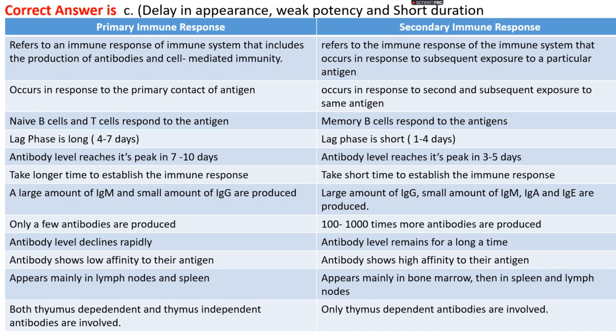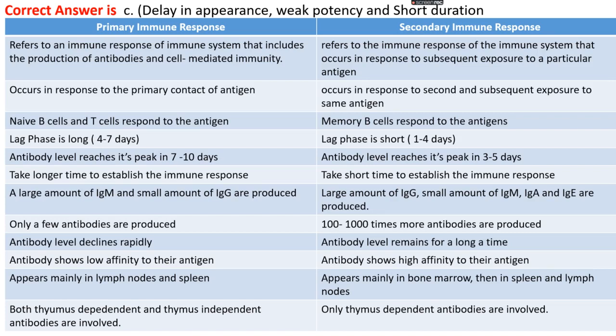The primary immune response refers to an immune response of the immune system that includes the production of antibodies and cell mediated immunity, while secondary immune response refers to that immune response of the immune system that occurs in response to subsequent exposure to a particular antigen. Okay. Naive B cells and T cells respond to the antigen in case of primary immune response. Memory B cells only respond to the antigen in case of secondary immune response.